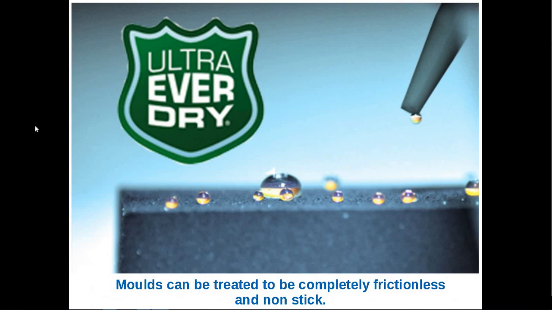And the final slide here in my presentation is a product called Ultra Everdry. It's a treatment that can be put on nearly any surface to make it completely frictionless and non-stick. As you can see here, this is just plain water. It's just dribbled along, not even wetting the surface. This could be applied to molds, because 3D printing often doesn't have a smooth edge.